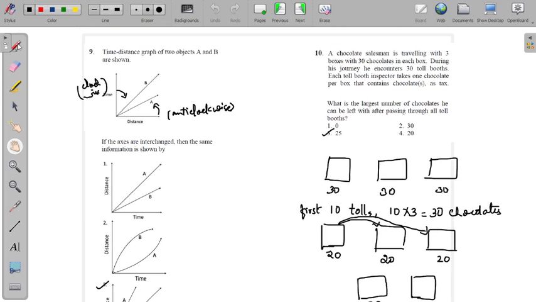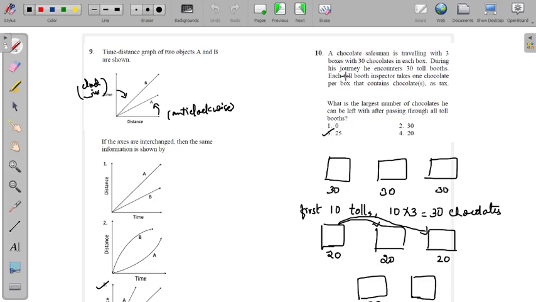That is quite simple. Tenth question: a chocolate salesman is traveling with 3 boxes with 30 chocolates in each box. During his journey, he encounters 30 toll booths. Each toll booth inspector takes 1 chocolate per box that contains chocolates as tax. What is the largest number of chocolates he can be left with after passing through all toll booths? So it's quite a logical one.